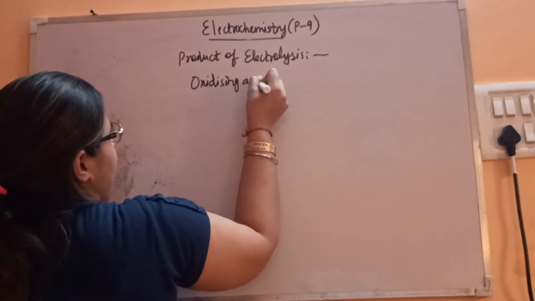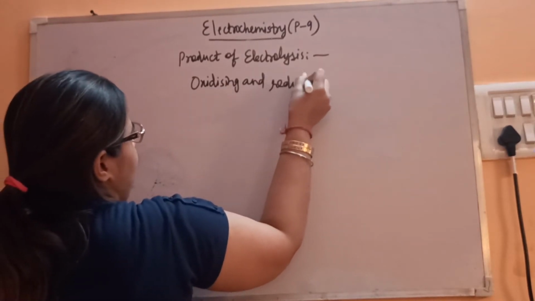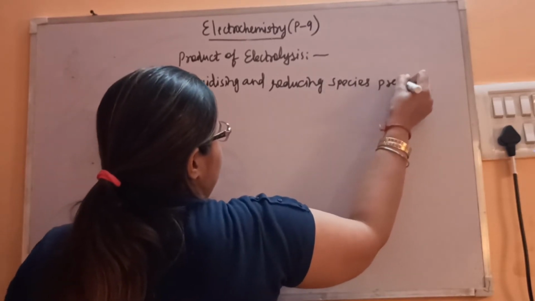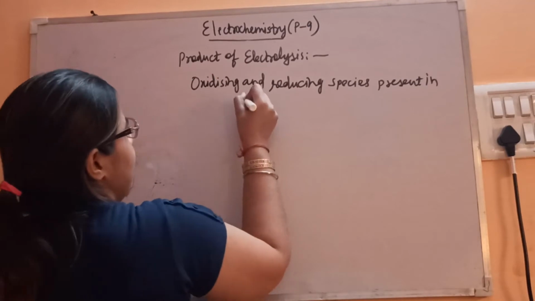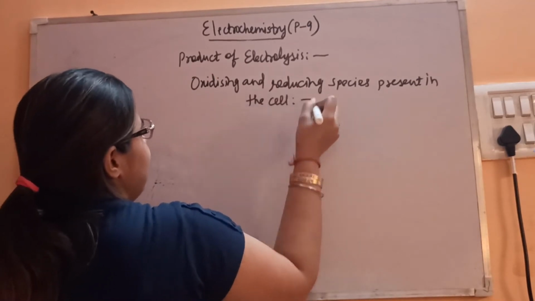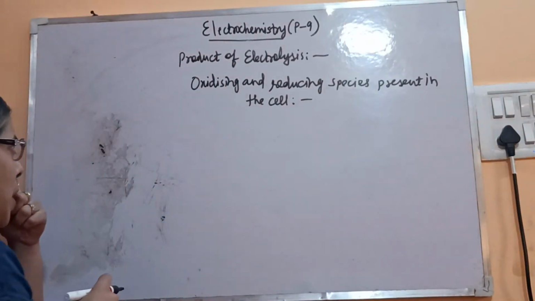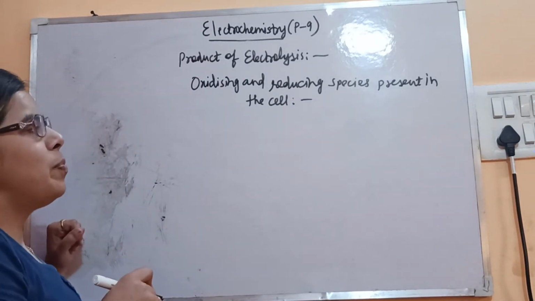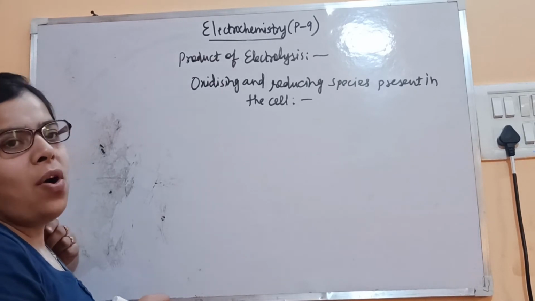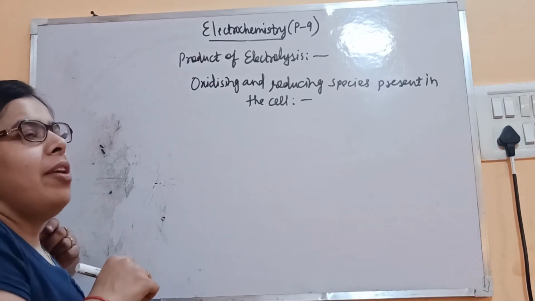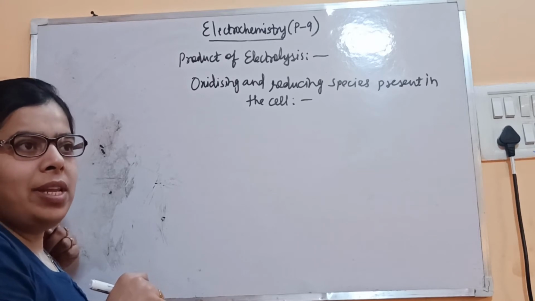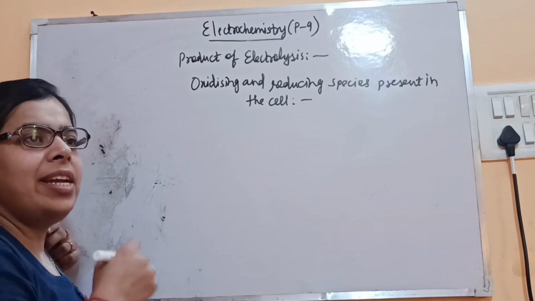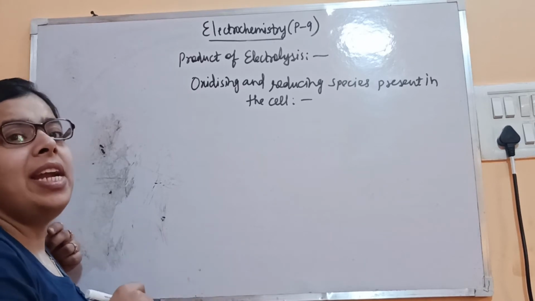Oxidizing and reducing species present in the cell, that is, the electrolytic cell. Fine. So it also depends upon the species which is going to be reduced or oxidized, because if the electrolysis process is carrying out, then there is a competition between the species, that which species will get oxidized and which species will get reduced.